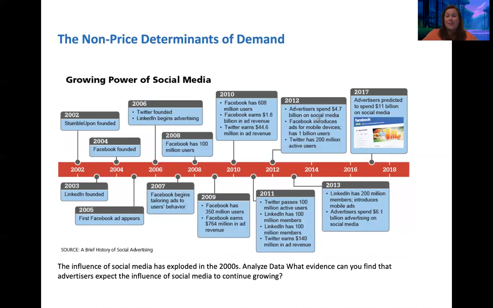Advertising is another thing that will affect demand. I can't tell you how many times I've seen a commercial and went, oh, I'm hungry, let's go there. Or, ooh, I like that, I want that. Facebook has the ads. And sometimes that makes you want it. Advertiser spend, if you look in 2012, was $4.7 billion on social media for advertising. They're hoping to increase your demand.